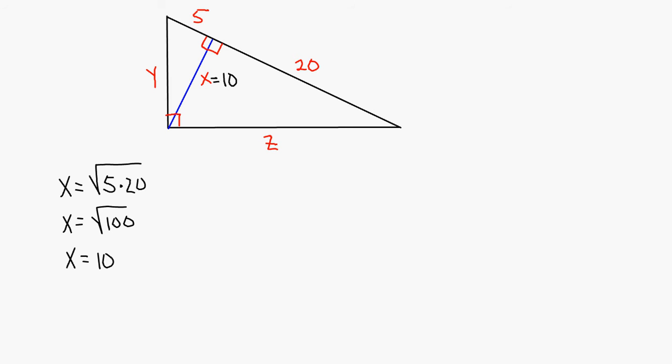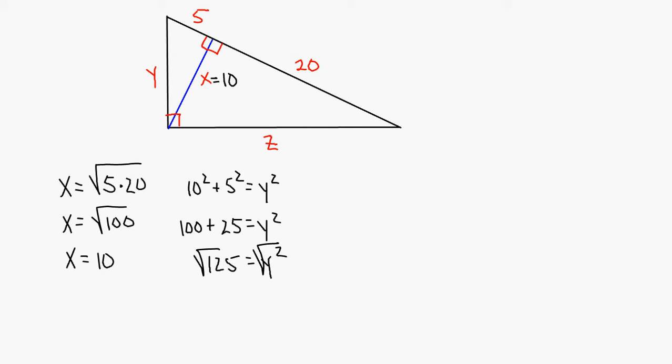I'll do the Pythagorean theorem for y first. So let's do 10 squared. 10 squared plus 5 squared is going to equal y squared. So 100 plus 25 equals y squared. 125 equals y squared. So y is about 11.18.